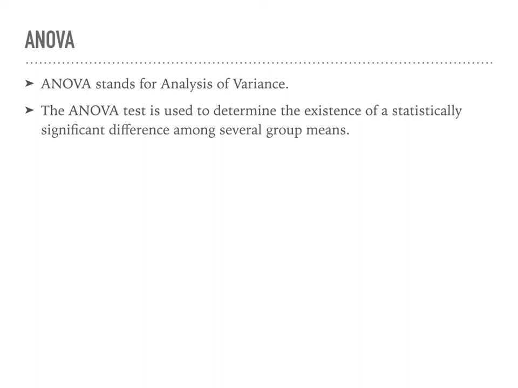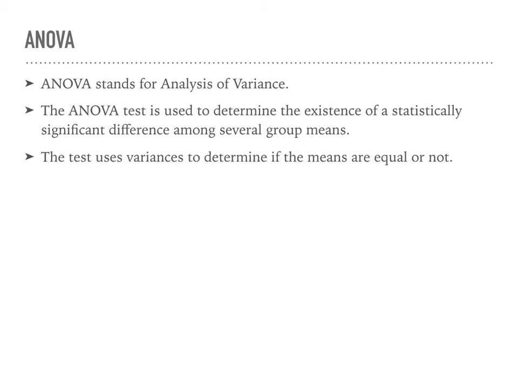The ANOVA test allows us to compare multiple groups together and see if there's a significant difference among the group means. This test uses variances to determine if the means are equal or not. There are 5 assumptions that must be met to use this test.